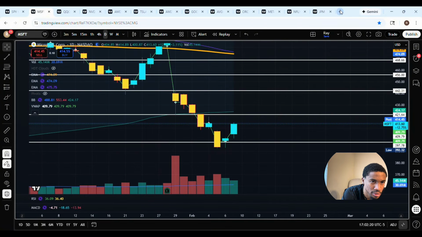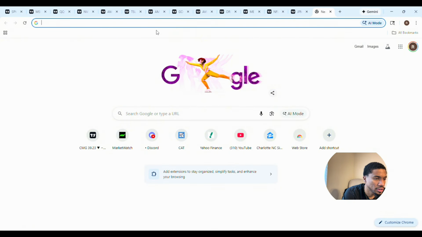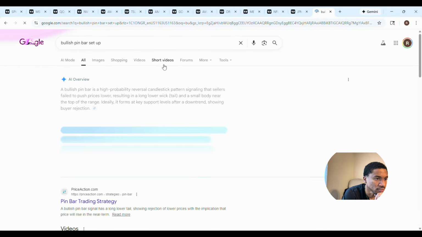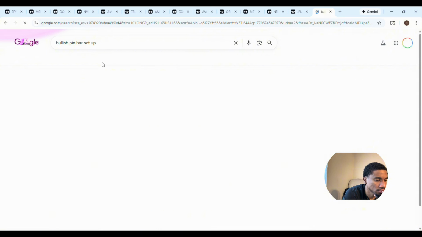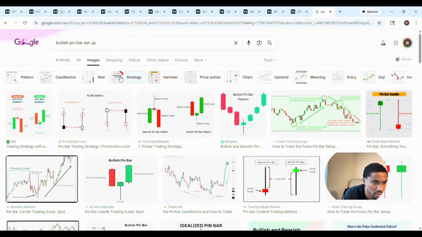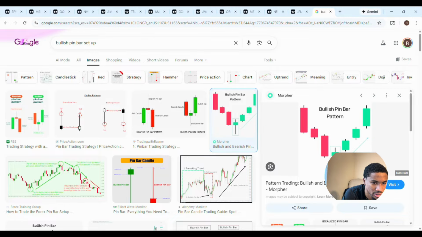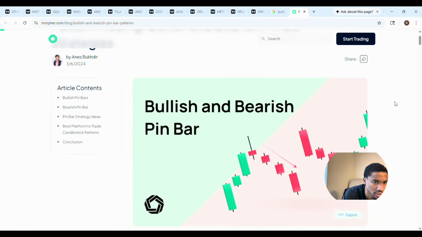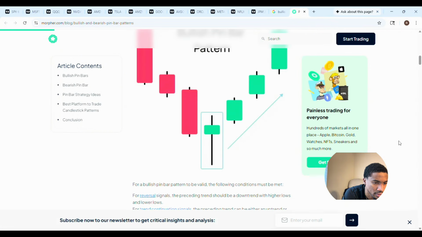So let's look up a pin bar. Bullish pin bar setup. Let's check it out. Let's see what we see. Okay. Got a good example right here. Okay, cool. Where's the image at?